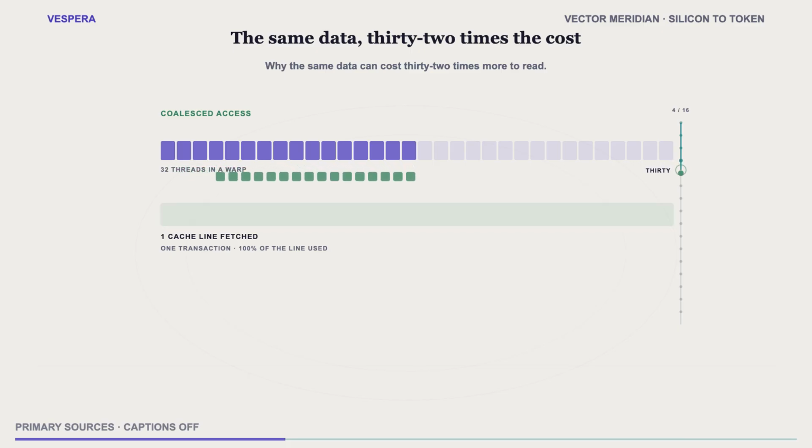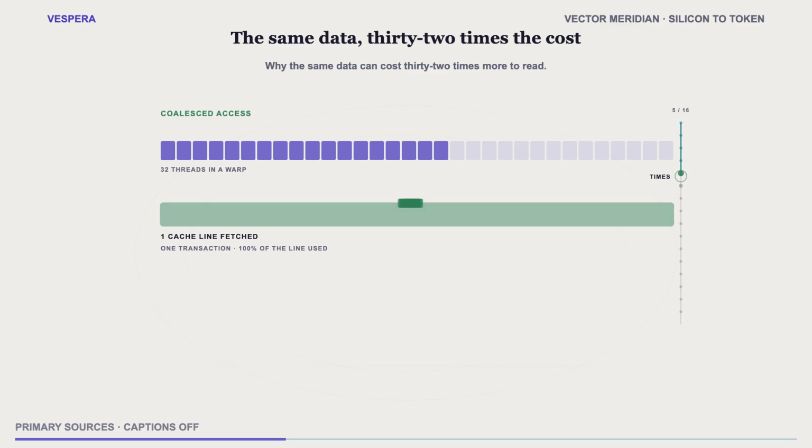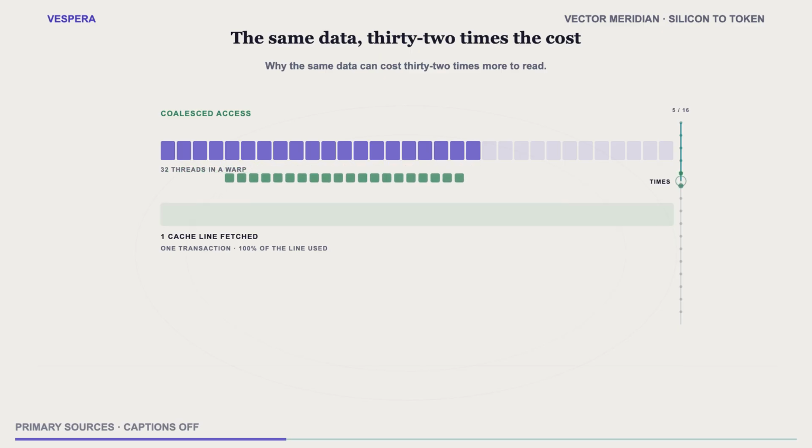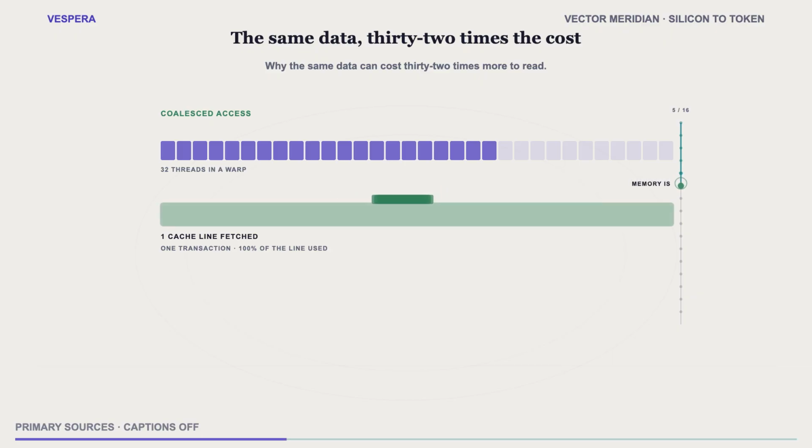Read 32 consecutive 4-byte floats, 128 bytes. One line, 100% useful. Read 32 floats with a stride of 32. Each falls in its own line. 32 lines fetched, 4 kilobytes moved to deliver 128 useful bytes. 3% useful, and 32 times the bandwidth consumed.